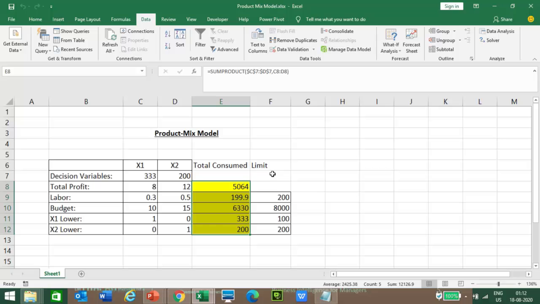So once you solve this, you get a solution wherein if you produce 333 units of X1 and 200 units of X2, you will be maximizing the profit, that is 5064, given the constraints we have.